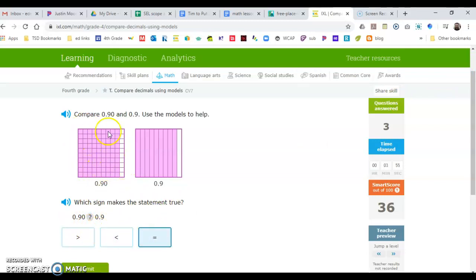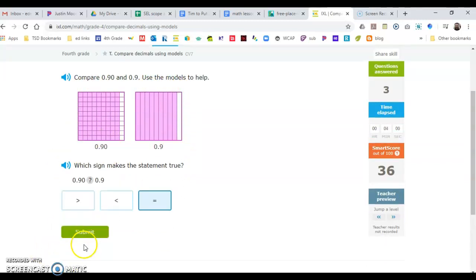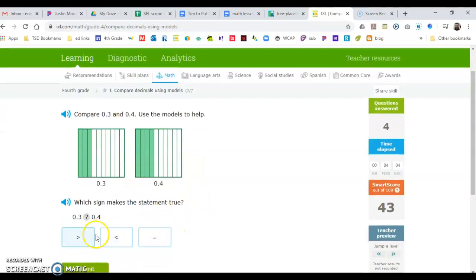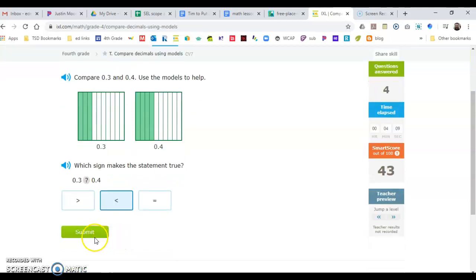Again, consider how much of this shape is purple and how much of this shape is purple. Okay, those are equal. Okay, we're back to tenths and tenths. Simply click on the symbol. It is less than: 3/10 is less than 4/10.